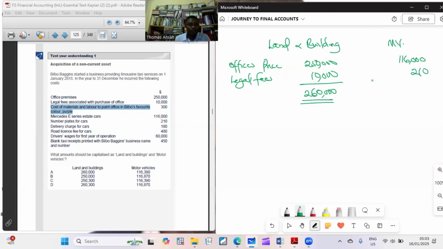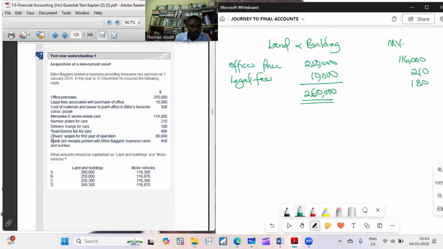Then we have delivery charge for cars. If the car is being delivered to you, how much will you pay? So that is that. That one, you will also have to add that value. So that will be that. Now, road license fee for cars is here.